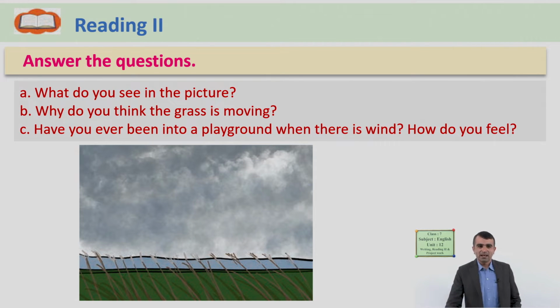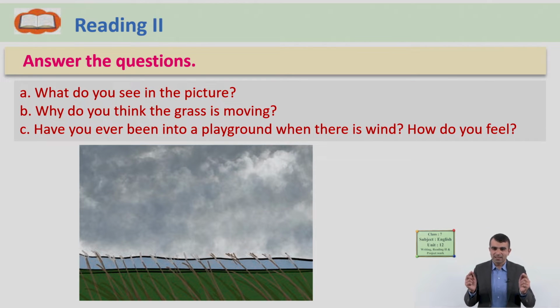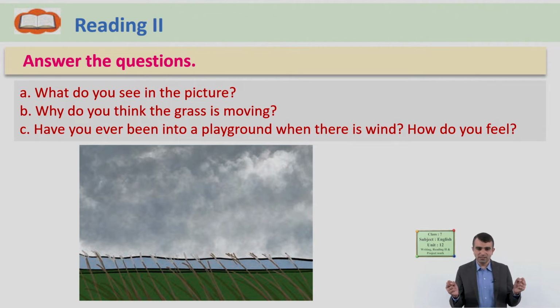Good. And then number B: why do you think the grass is moving? The grass is moving. Can you see there in the picture? Yes. Why do you think it's moving? Why does grass move? Yes, because of wind. It may be moving there because of wind. Good.